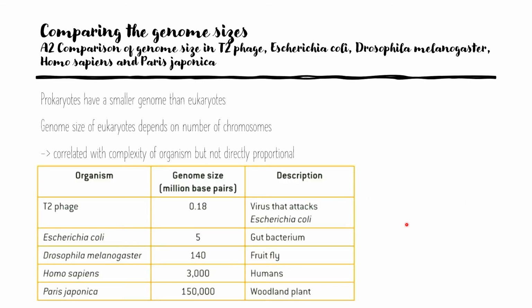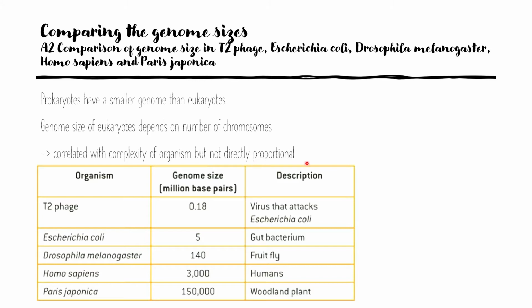Let's compare genome sizes. Prokaryotes generally have a smaller genome than eukaryotes, and looking at this table, we can see that a prokaryote right here, a bacterium cell, a T2 phage, has 1.18 million base pairs compared to a eukaryote, such as a fruit fly, which has 140 million base pairs. The genome size of eukaryotes depends on the number of chromosomes. So as the number of chromosomes increases, of course the genome size is going to increase because chromosomes carry genes. The genome size of a eukaryote is generally correlated with the complexity of the organism, but not directly proportional.